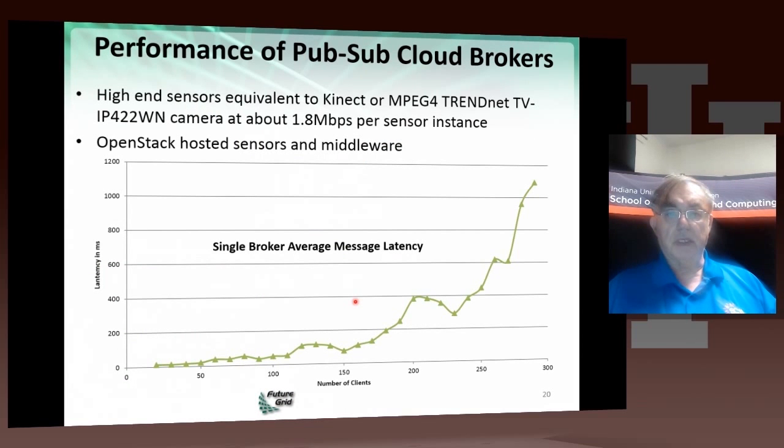When you look at the performance of these brokers, here we were looking at high-end sensors, roughly equivalent in bandwidth to an MPEG-4 webcam, or the Kinect, which is around 1.8 megabits per second for each instance. That's pretty high bandwidth. Then here, as you looked at the number of clients, we had the sensors hosted on OpenStack using virtual machines. And you can see that basically the latency is relatively small, till around 150 clients when it gets a little out of hand. So with these very high bandwidth clients, you can put 100 on a broker.